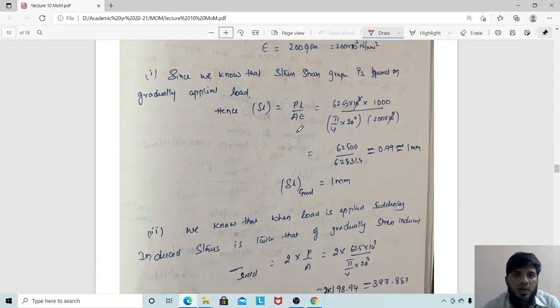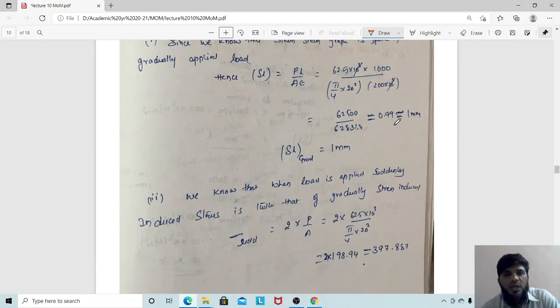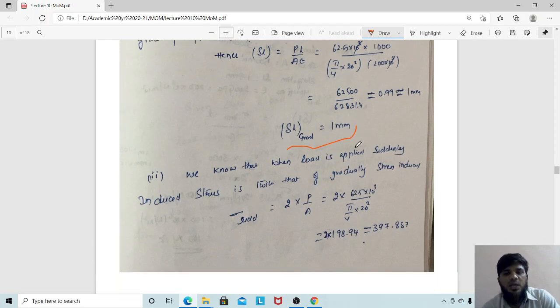Since the load is applied gradually, we know that delta L is equal to PL by AE. Obviously we know that. P, the load applied, and L, the length, we know. Area we can find when the diameter is given. If it is a diameter, then it is obviously a circular object. What is the area of a circle? It is nothing but pi by 4 d square, and E is nothing but 200 into 10 to the power of 3, so that you can get the gradual deformation which is obtained when a gradual load is given.